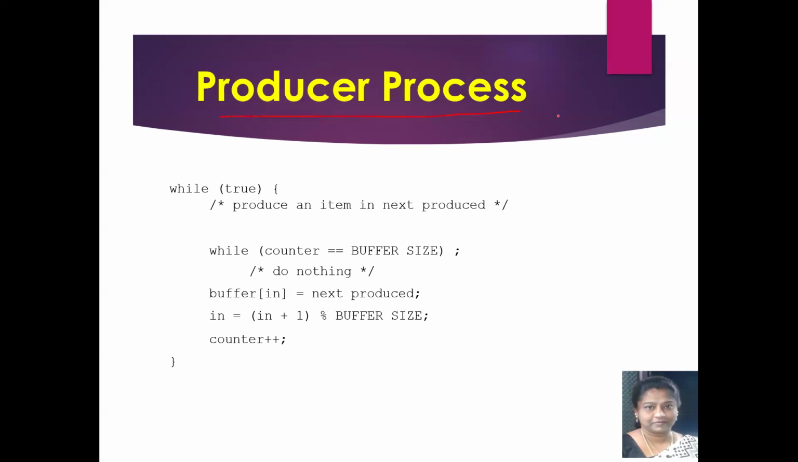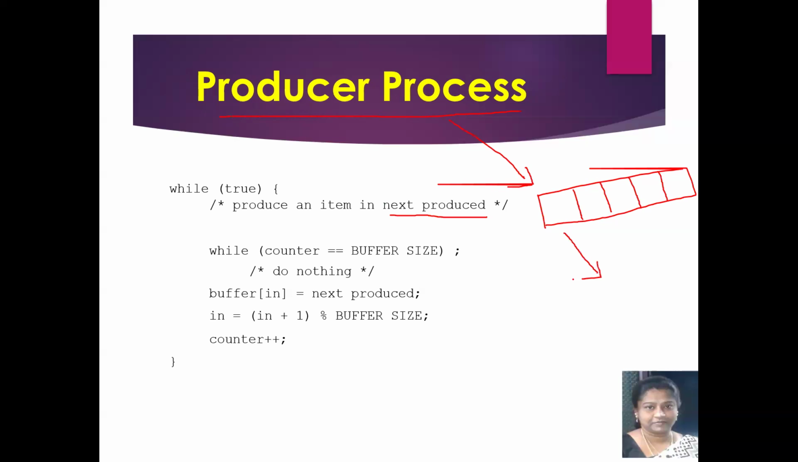Now look at the code for the producer process. The producer process is responsible for producing an item in a variable called next produced. So I'm going to have a buffer with some size. Let me say 5. So I have 5 locations in the buffer. Producer is responsible for depositing an item in the buffer, and consumer is responsible for consuming the item deposited by the producer from the buffer.